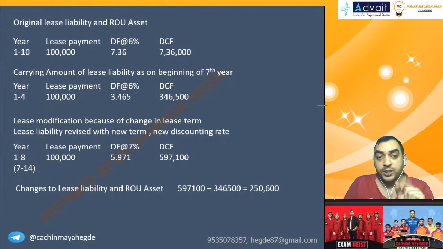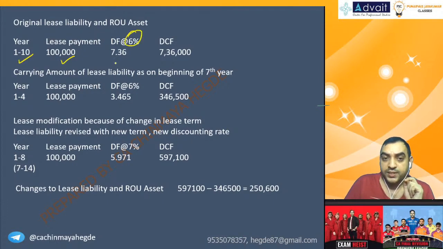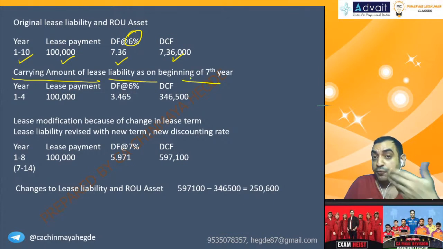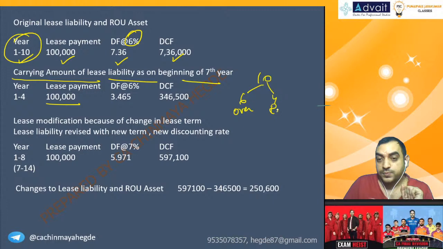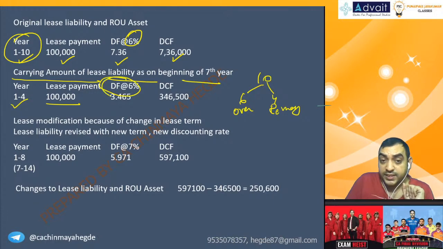Okay, now the original lease liability: 10 years, 1 lakh, 6% discounting rate, 7,36,000. Now the carrying amount of lease liability at the beginning of the 7th year, at the time of lease modification: 1 lakh, remaining 4 years. See, 10 years was the term. Out of 10 years, 6 years are over. Remaining 4 years. That's how I got remaining 4 years. Original 6%, I got 3,46,500.